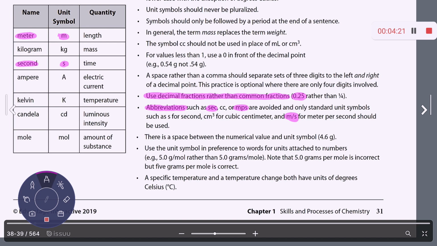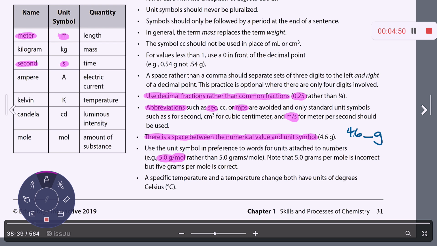And then if you're typing up a lab report, there is a space between the number and the unit. So for instance, 4.6 grams would be 4.6 with a space and then a g, okay? And then almost done. Instead of writing out the full word of a unit like grams or moles, which we'll talk about in chapter 3, you would use the abbreviation.